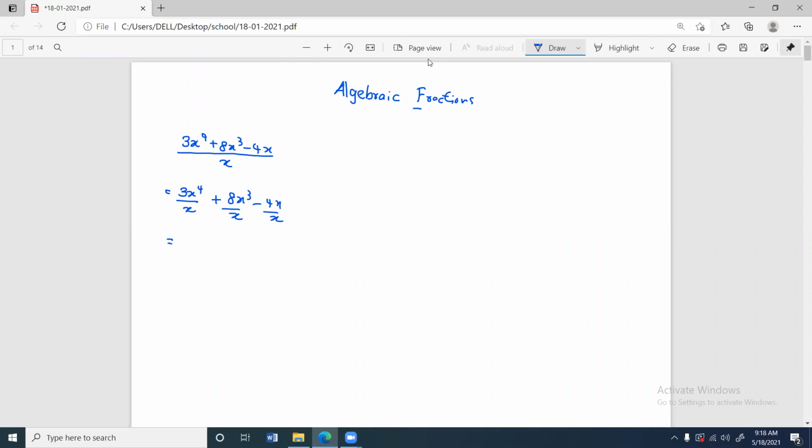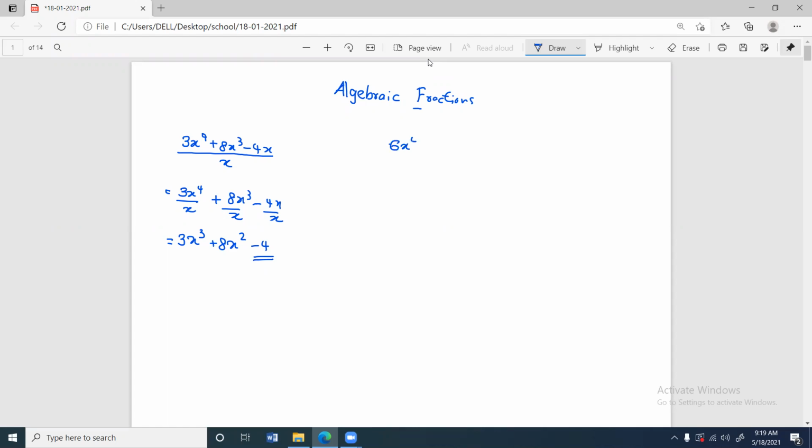So with this, you can see 3x to the power 4 divided by x is x to the power 3, plus 8x cubed divided by x is x squared, minus 4x over x cancels, so you get the answer over here. We'll go for another extension if it is a question like this.